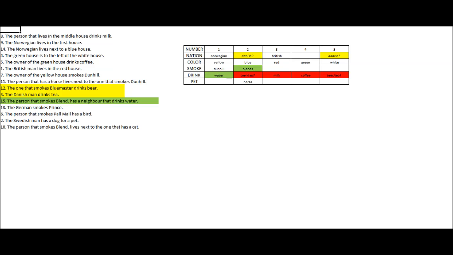And the person that smokes blends has a neighbor that drinks water, so we know 2 and 5 are either beer or tea, one way or the other, and 3 and 4 are milk and coffee. That leaves only slot 1 that can be water. And that also means that the blends has a neighbor of water, so we can fill that in slot 2.